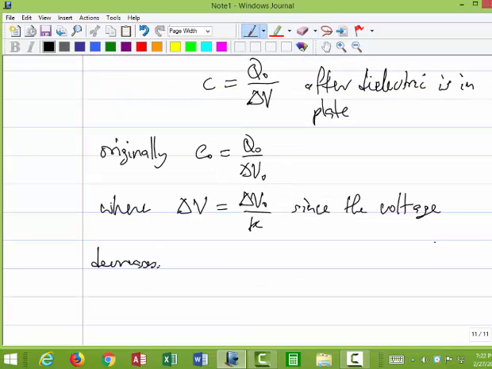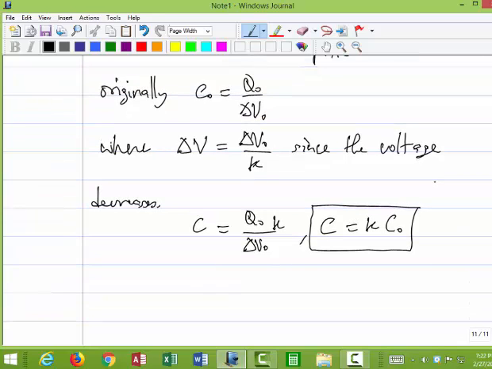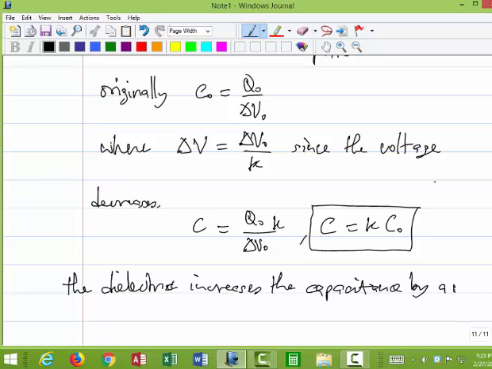So the original voltage is delta V naught, and delta V is delta V naught over K. So C is equal to Q naught over delta V naught divided by K, which brings the K up. So C can now be written as K times C naught, where C naught is the original capacitance. This tells us that the capacitance is increased by putting a dielectric between the plates. The dielectric will increase the capacitance by a multiple of the dielectric constant K.